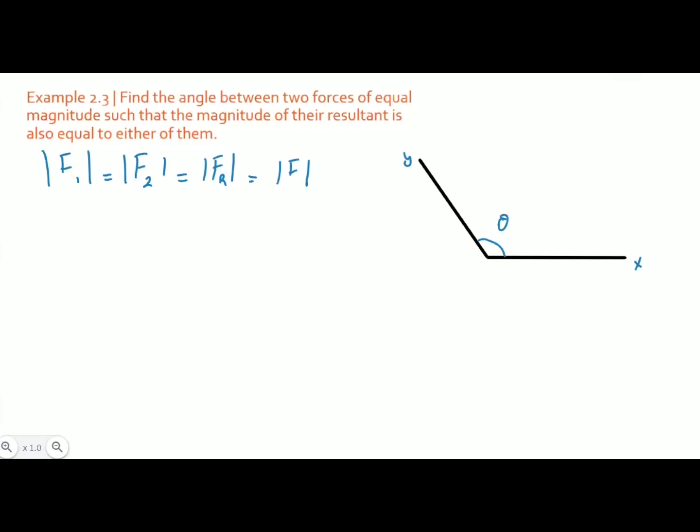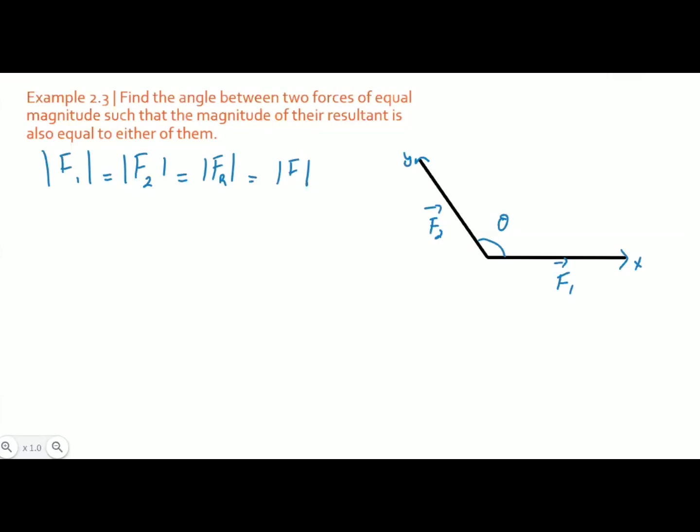So these are the two forces, F1 and F2, while F1 is making an angle of 0 degrees with the x-axis, while F2 is making an angle of theta with the x-axis. And we have to find out the resultant of these two forces. So the very first step is to find out the x and the y components of these forces.